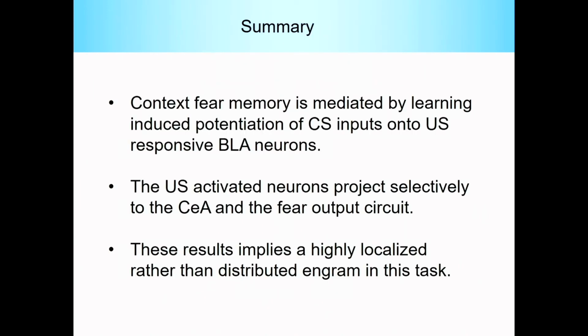So we would argue that context fear memory is mediated directly by a learning-induced potentiation of CS inputs onto US responsive BLA neurons. I didn't show you some data where we tried to sort out the CS and US responsive neurons. I actually didn't show you this, but the US activated neurons in the amygdala selectively project to a known fear output. That kind of addresses part 4, is how does this change the circuitry?